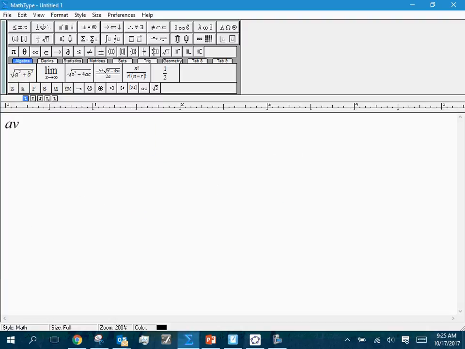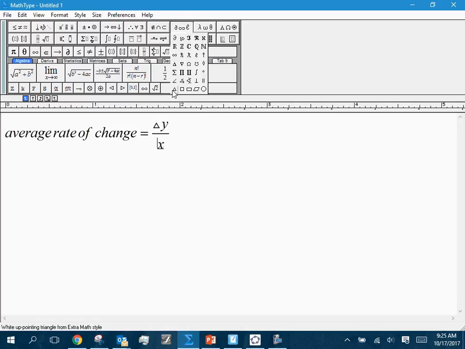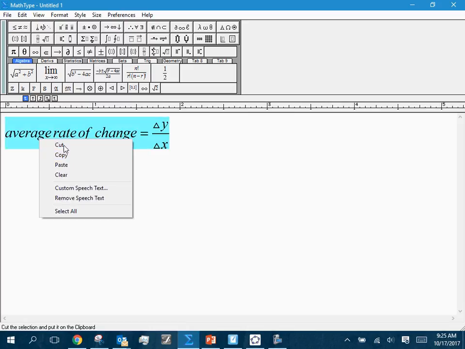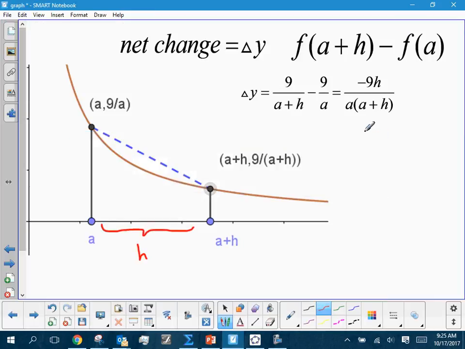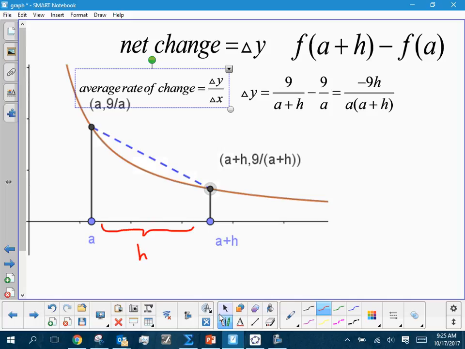We know that average rate of change is equal to a fraction, delta y over delta x. So change in y over change in x, right? That is what our average rate of change is.